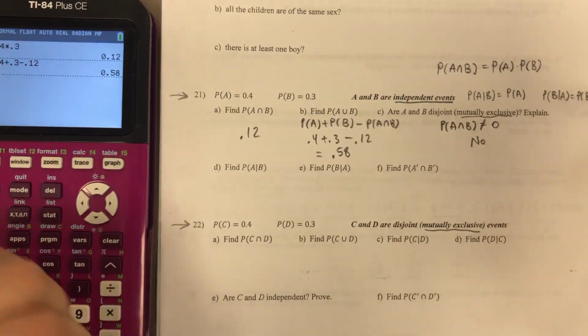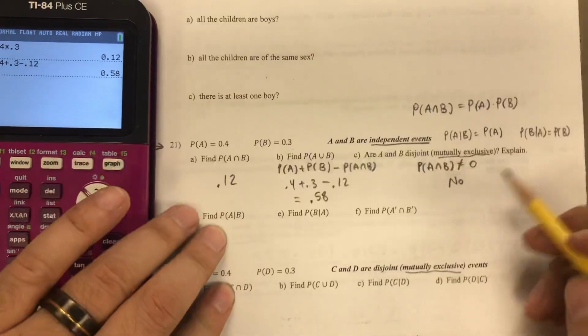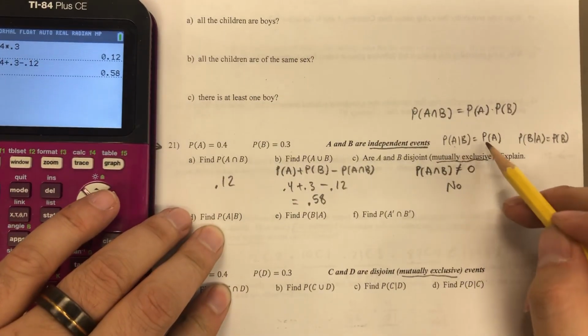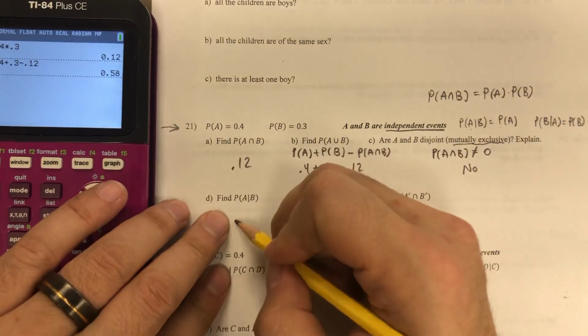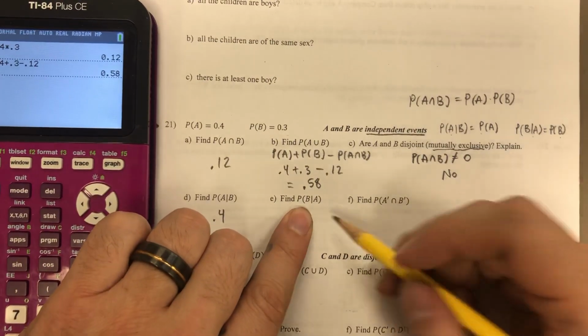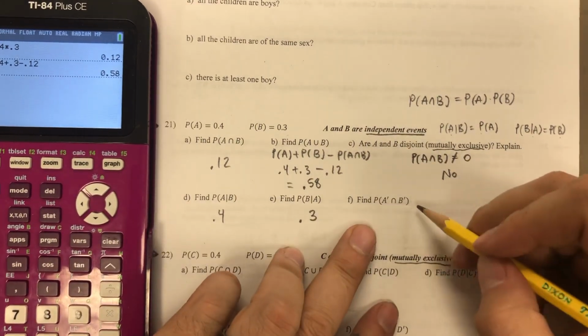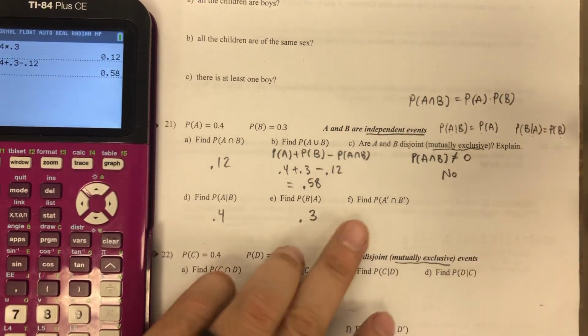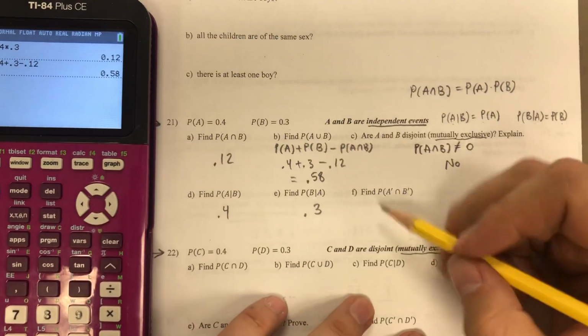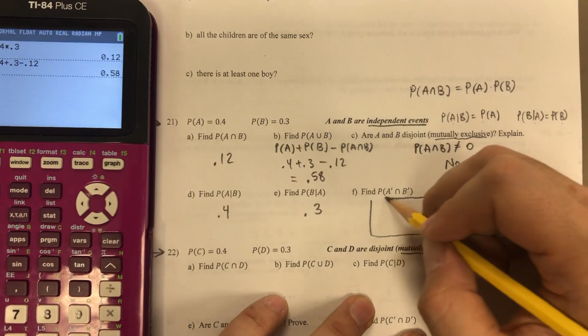All right, last couple of problems. So find the probability of A given B. We already know that since it's independent, it's just going to be equal to the probability of A, which is 0.4. The probability of B given A is just equal to the probability of B, which is 0.3. And then the probability of the complement of A intersection the complement of B. Ooh, that might be helpful to just draw a Venn diagram and see what this is talking about.